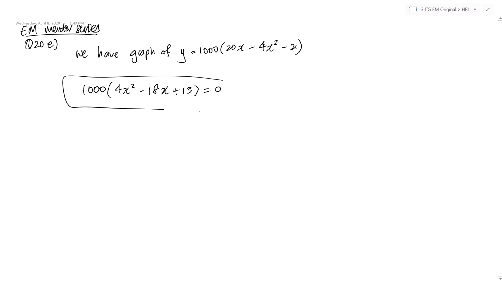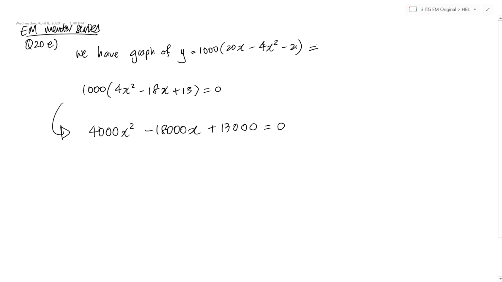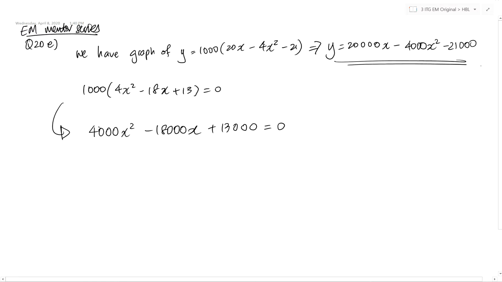In order to make this look like this, we will start by expanding what is given to us. So this results in 4000 x squared minus 18,000 x plus 13,000 equals 0. It's just expanding. And from our graph, we have y equals 20,000 x minus 4,000 x squared minus 21,000. Take note that this is not necessarily equal to 0. This is an equation of the graph we have.